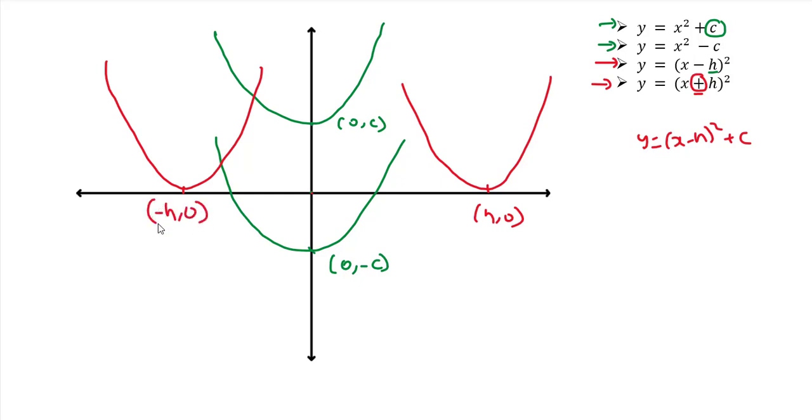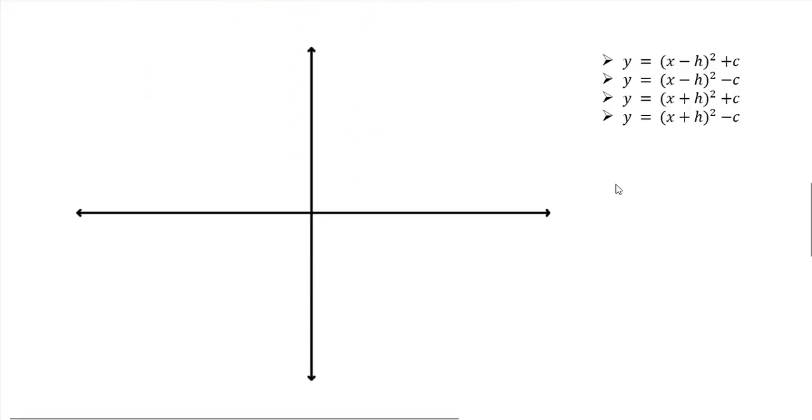So if you are able to understand these individual movements because of plus c and minus h, you will not face any problem in plotting the graph for combined movement. So in this equation, as you can see, we have the graphs for y equals x minus h the whole square plus c, x minus h the whole square minus c, and so on. So we have both movements, that is, movement along the x-axis and movement along the y-axis.